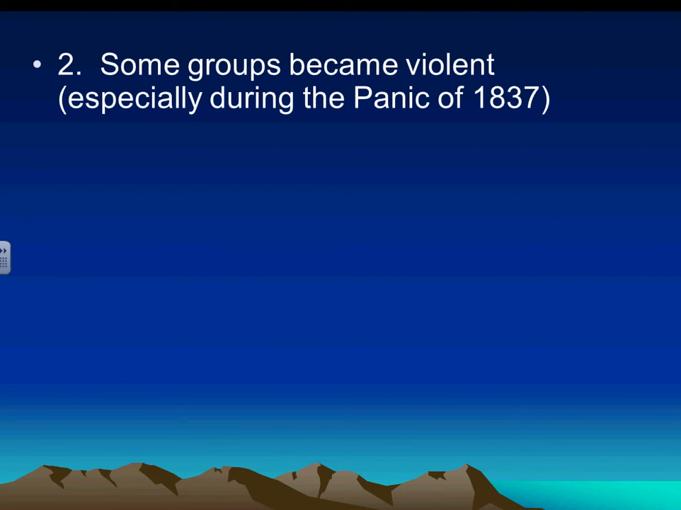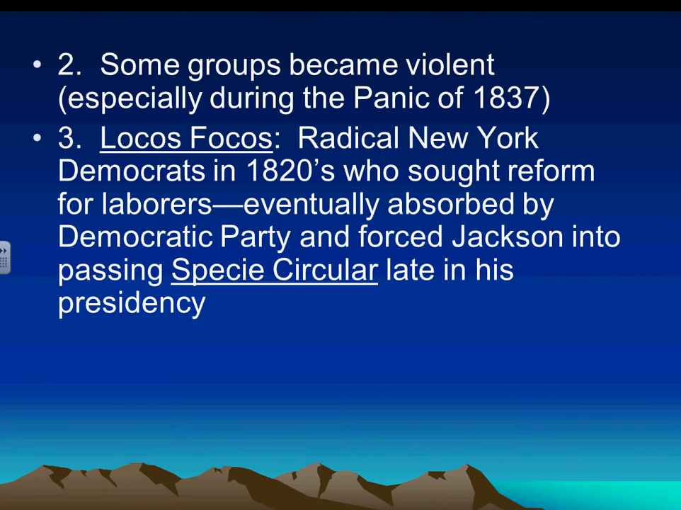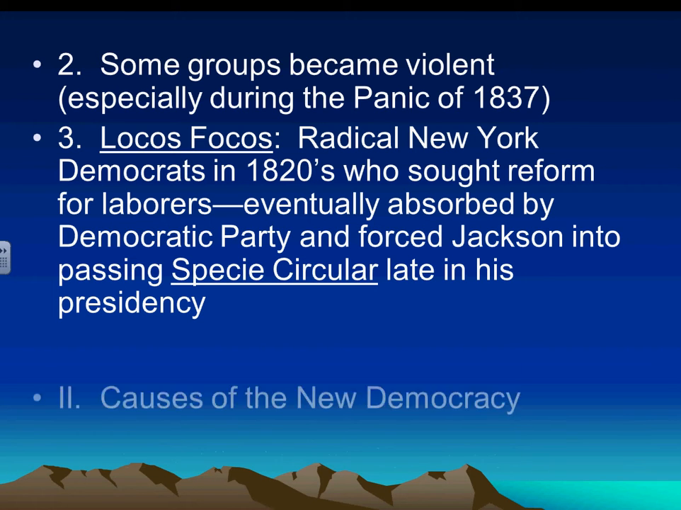Some of the groups became violent, especially during the Panic of 1837. One group that was of interest was the Locofocos. This was a group of Democrats who sought reform for labor. They are later going to be absorbed by the Democratic Party, but they are going to be a third party for a while. One thing that we'll understand is that third parties come and go, but they don't really stay around too long. They will push for the Specie Circular, and we'll talk about this later, about buying Western land with gold rather than paper.